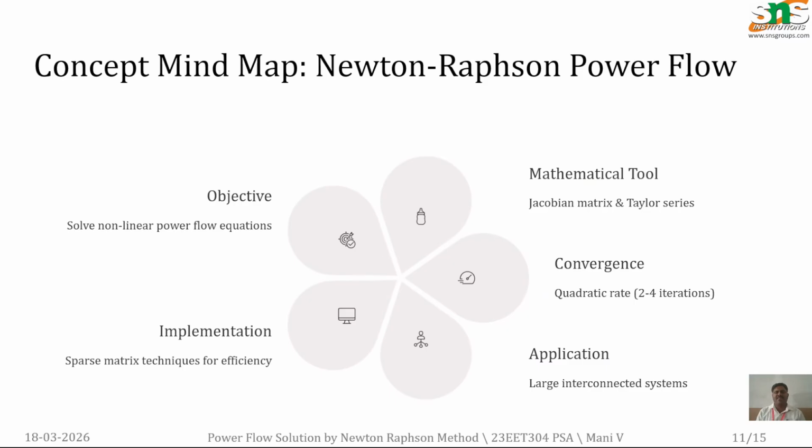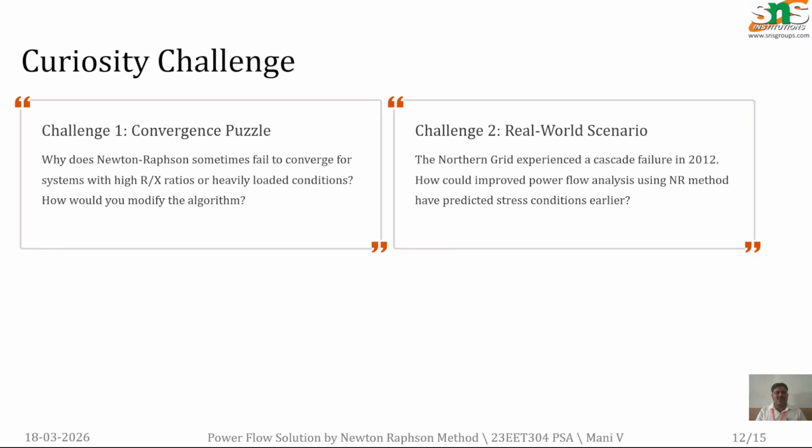So this is a mind map. This is our objective: we have to form the Jacobian matrix, compare with the convergence, and implement it in large scale integrated power systems. So this is a curated challenge.